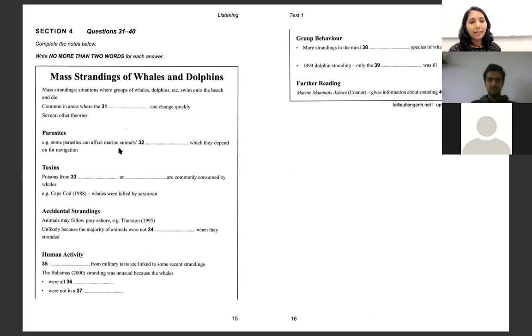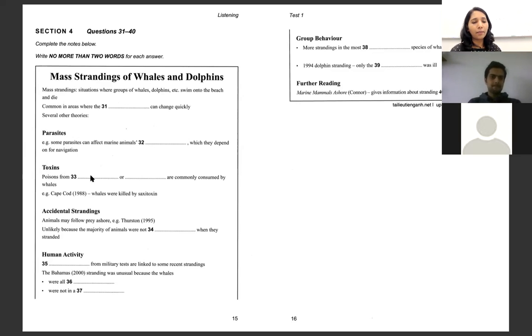And if you look at the second one, blank 32, some parasites can affect marine animals dash, which they depend on for navigation. So marine animals, something to do with navigation. It could be wings. I'm sorry, they are dolphins and whales. They don't have wings, right? Could be fins or some part of the body. It could be roots or something that they use for navigation.